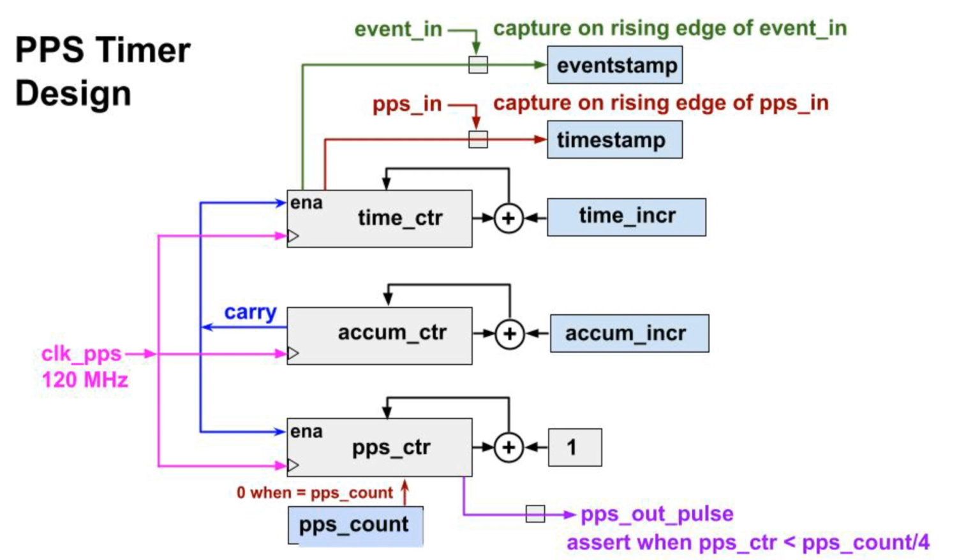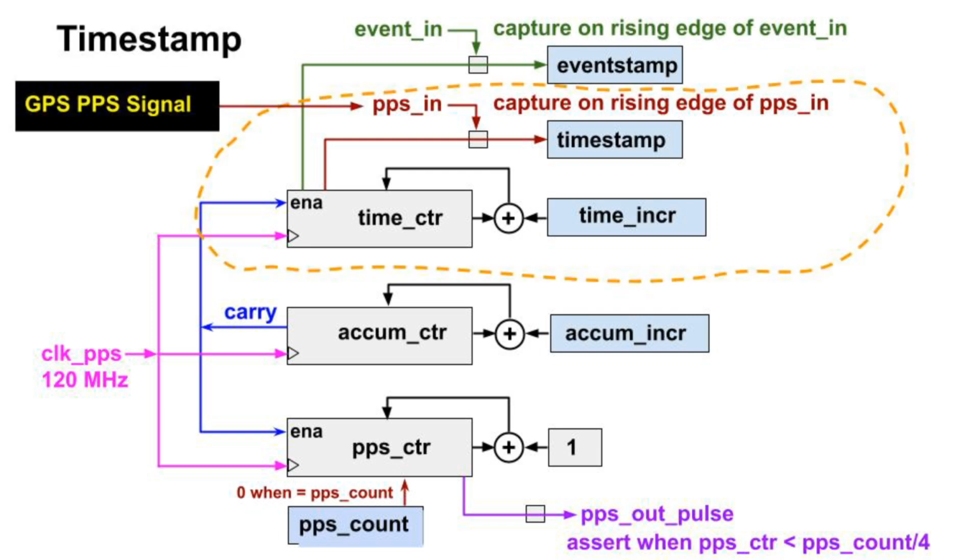Here's the counter design from the last video. Recall that we precisely changed the frequency of counters time counter and PPS counter by changing the value of a qminker. In this video, we will use the timestamp facility. PPS in is the pulse per second signal from the GPS receiver. On its rising edge, the value of time counter is captured into registered timestamp for processing by software.